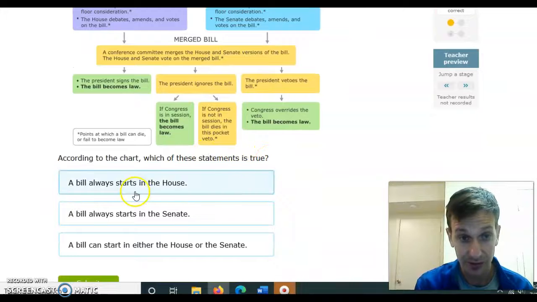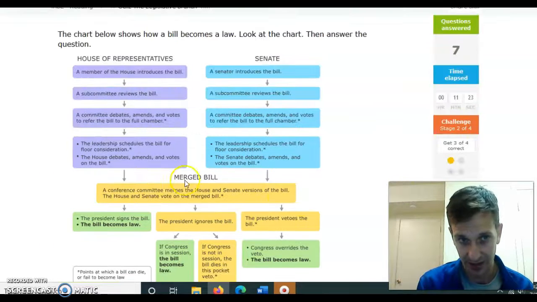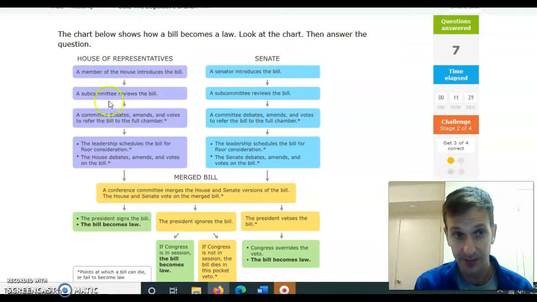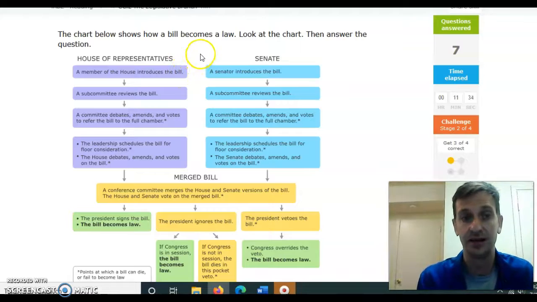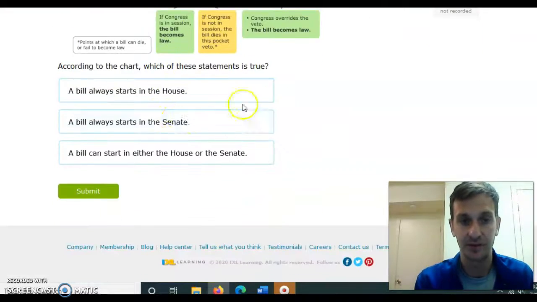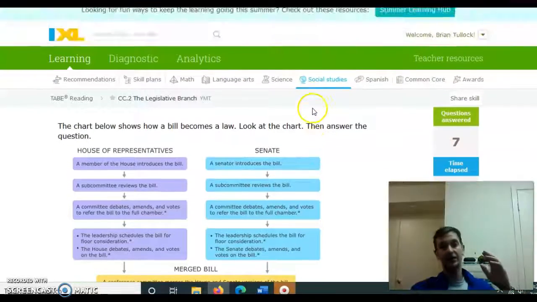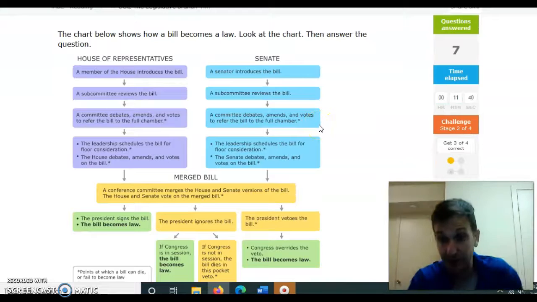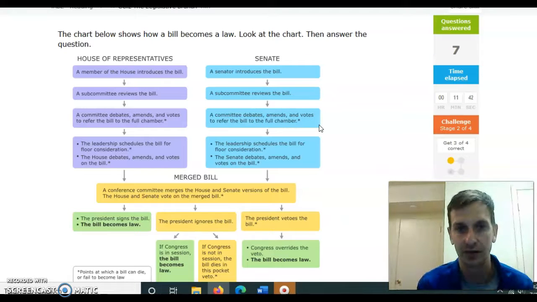Trying to decide which statement is true. A bill is always started in the House. Look for a bill started in the House. And a Senate introduces a bill. Member of the House introduces a bill. So no, it's not. It can be anywhere. That's not true. All right, so that's just how you need to logically think. And that's what the tape test is about, just logically trying to find these answers and get through them.